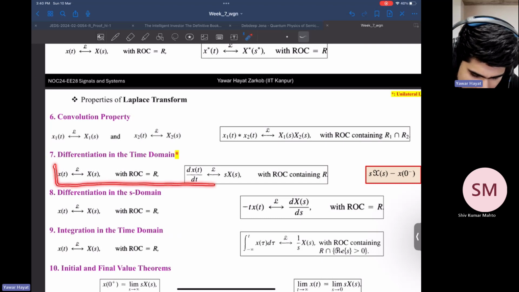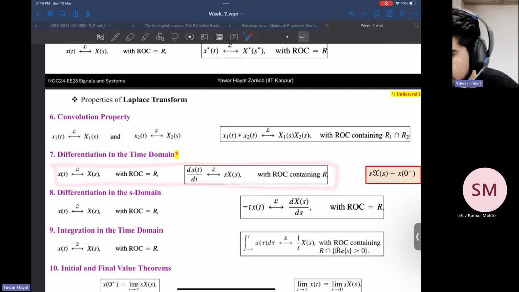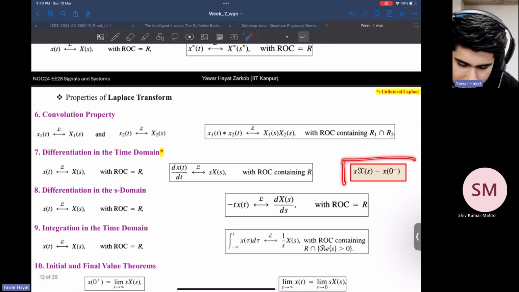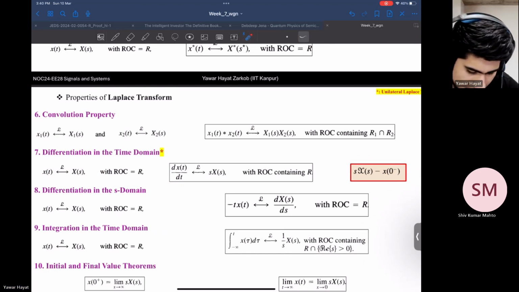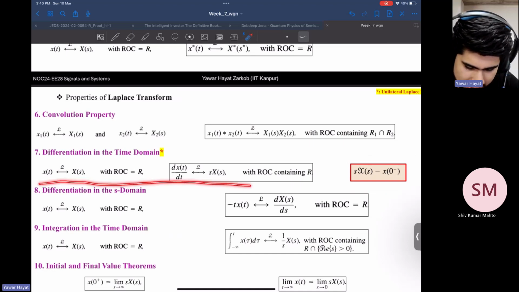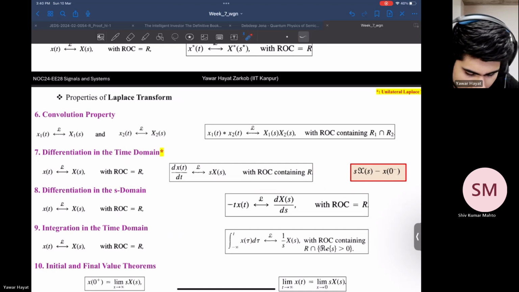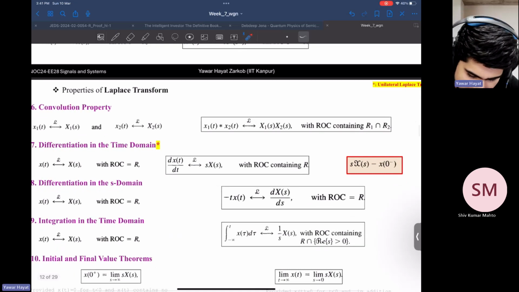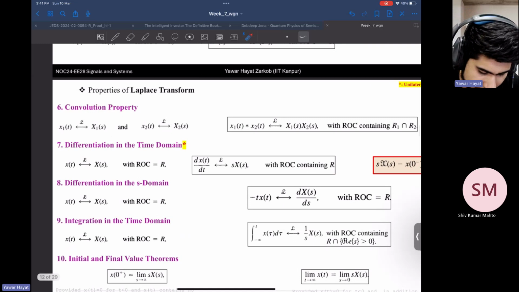Now differentiation in the time domain. This particular part is valid for the bilateral Laplace transform, and quite often you will be using the unilateral one. Let me first discuss this. If I differentiate the signal in the time domain, in the Laplace domain I have s times X of s. For proofs, you can refer to the book or watch the week's lectures. If you have any doubt, you can let me know in the chats. The ROC is unchanged.